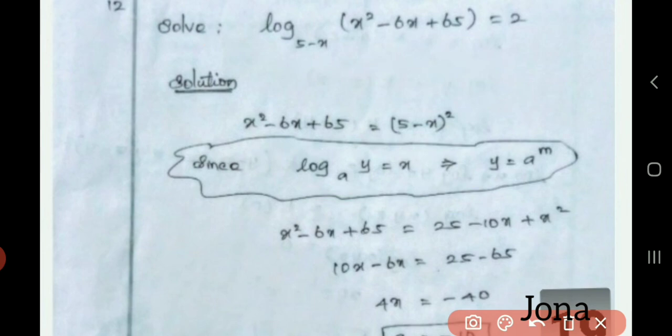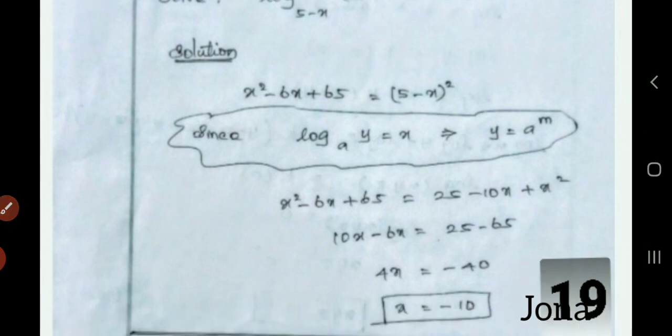Then you have to apply the formula for a minus b the whole square, so that we have 25 minus 10x plus x square. Then take all the x to one side and the constant to the other side. So we have 4x equal to minus 40. Therefore x equal to minus 10. So the value of x is minus 10 here.